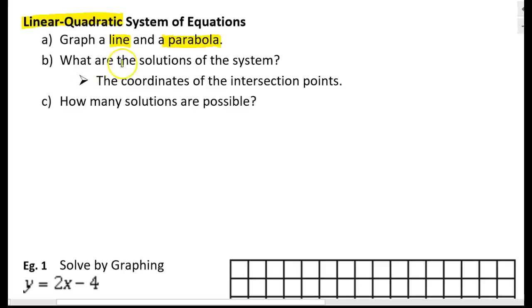Okay, what are the solutions of the system? The coordinates of the intersection points. How many solutions are possible? Well, that kind of varies. But the key idea is that, again, we're dealing with intersection points. So just like before, where our two graphs crossed, this is still the case.